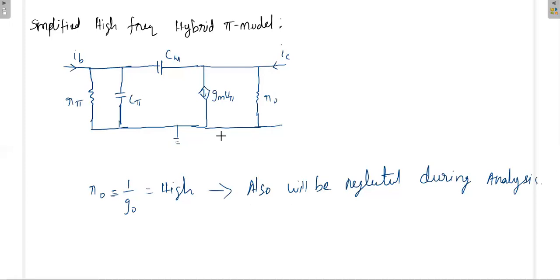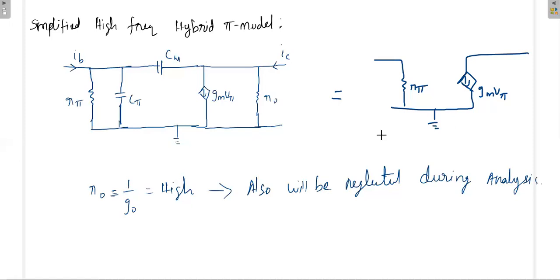Finally, what is important: at low frequency, we have written like this. This is R pi, GM into V pi. This is the pi model of the transistor at low frequency. You can neglect this R naught also, no problem. What we have included at high frequency is one capacitance between the base and the collector. This capacitance is CBC or C mu.